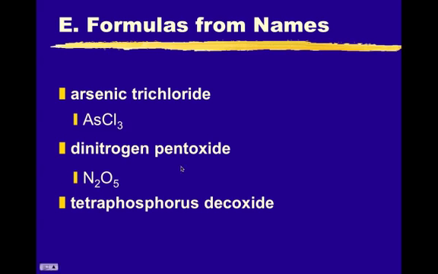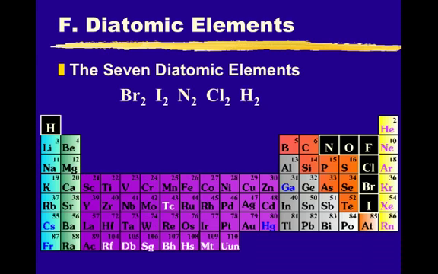Now, on the last example, tetraphosphorus decoxide. Alright, phosphorus is P, tetra means 4, so we have P4. Oxide is O, deca means 10, so it will be O10. We would end up with P4O10. And this is how you name molecular compounds.